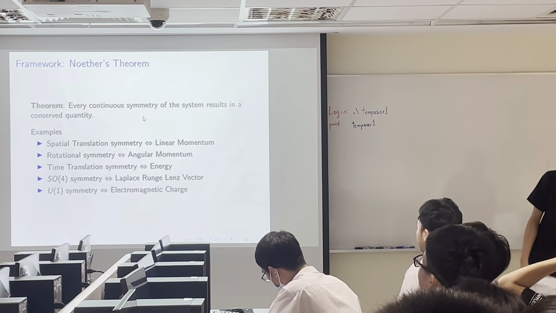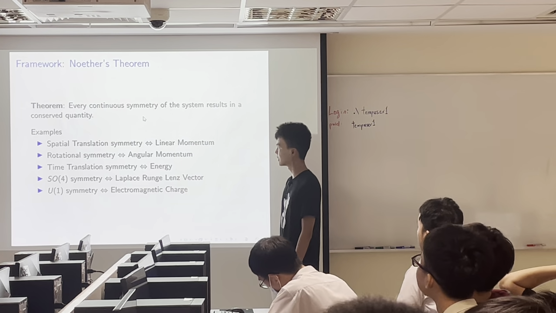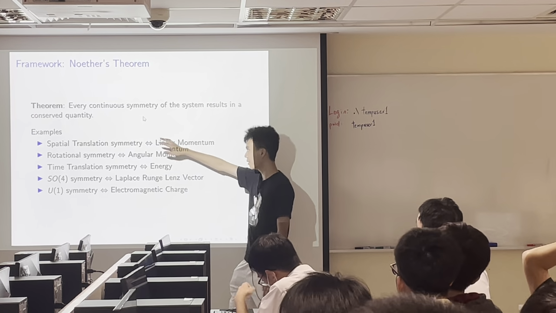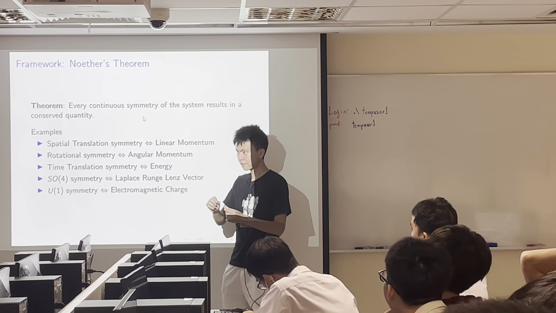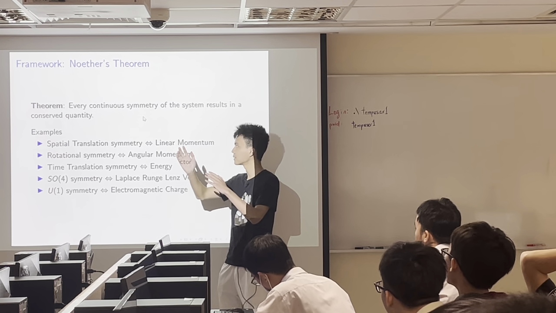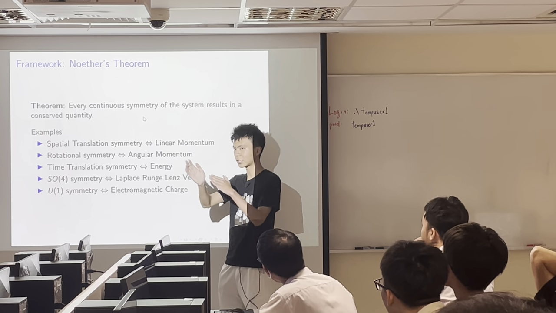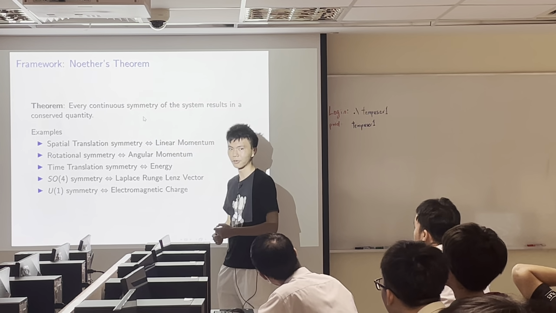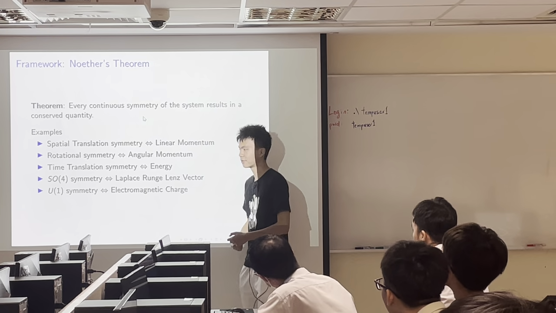It turns out that Noether's theorem tells you that every continuous symmetry of a system results in a conserved quantity. And what do I mean by continuous symmetry of a system? What I mean is that if your path of the particle q(t) is transformed by some symmetry, for example translation, then after you transform it, that path would also satisfy the equation of motion, would also minimize the action, would also obey the Euler-Lagrange equations.